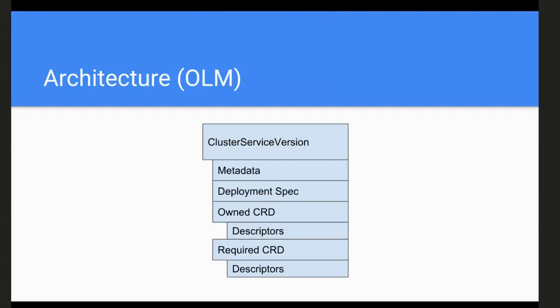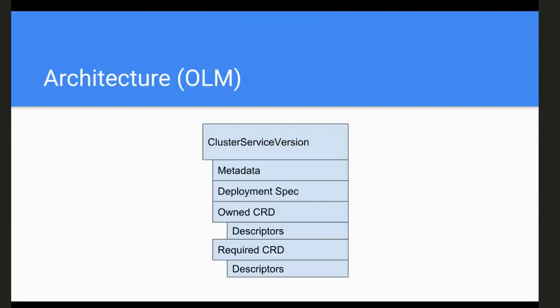So we say that each operator can declare that it owns a set of CRDs. This is essentially an operator declaring to the OLM framework that it will be responsible for the lifecycle of particular CRDs. And then there's a set of required CRDs, and this is a list of CRDs, not that the cluster service version will own, but that the operator will interact with in some other way. The rest of our dependency management is hung off of these two concepts of owned and required CRDs, because CRDs are the interfaces.